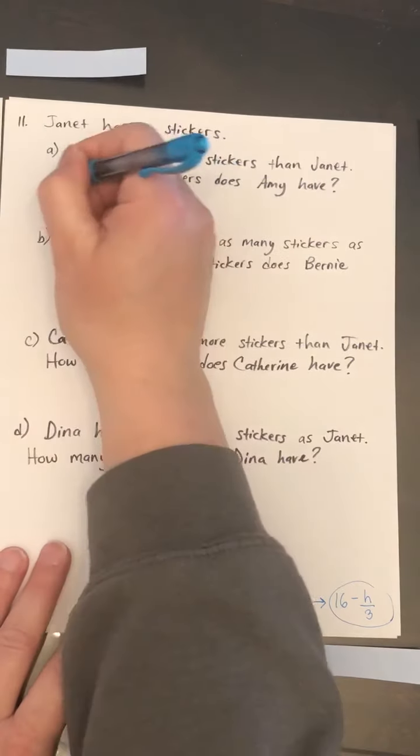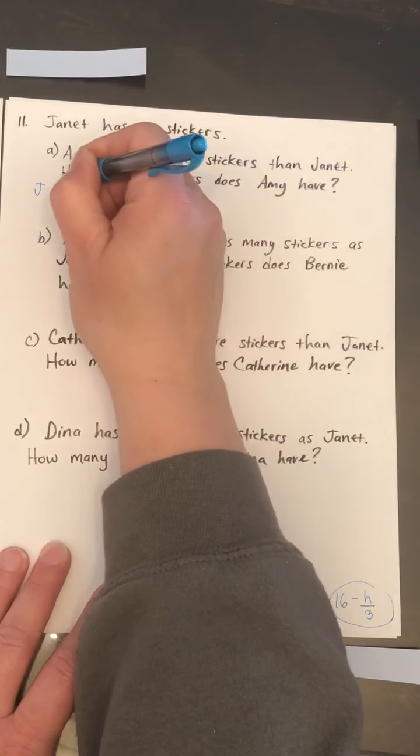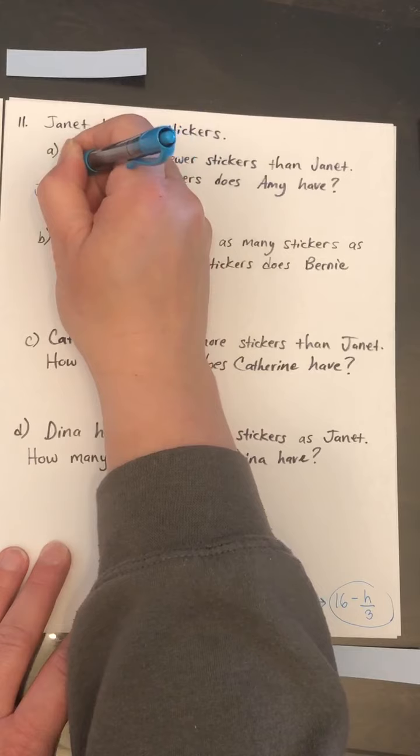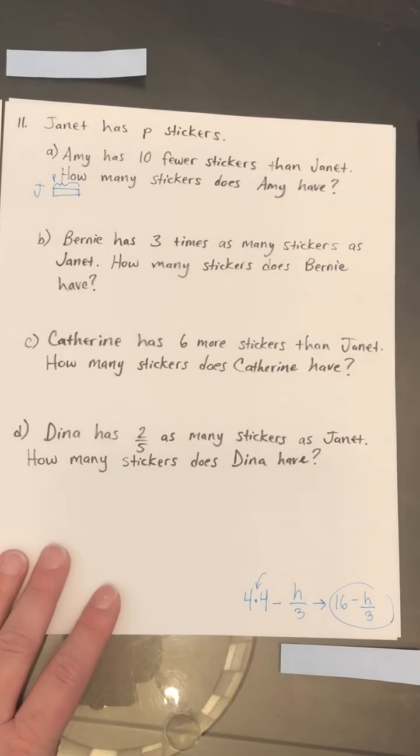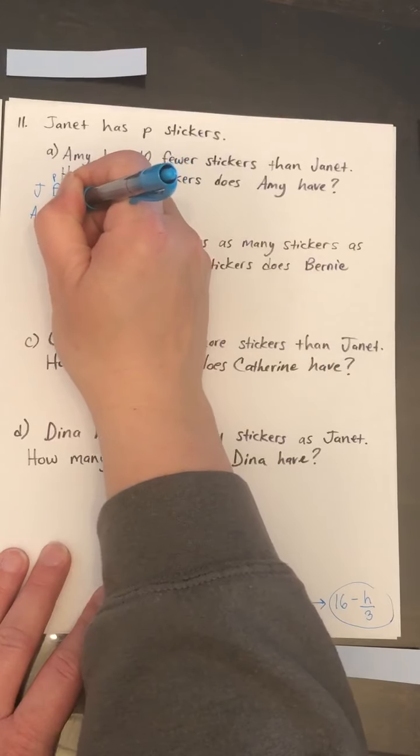Well, I want to picture this real quickly. Janet has P stickers. I'm going to draw a bar. I'm going to label it with Janet's P stickers. But Amy has 10 fewer. Well, she has fewer. What would her bar look like? It would be a little bit shorter, wouldn't it?